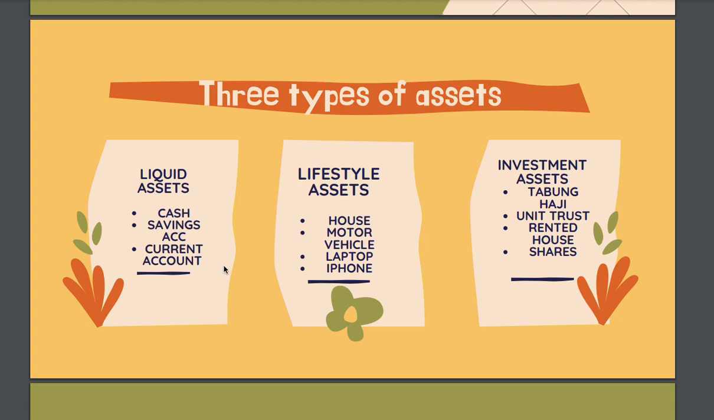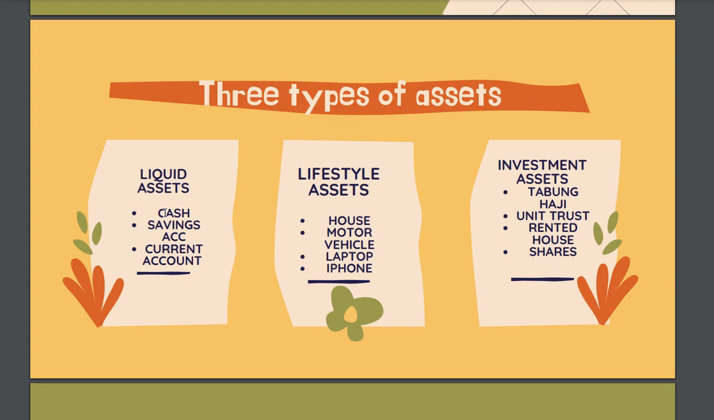What is the liquid asset? As the name implies, it is an asset that is very easy to turn into cash, or it is cash. So liquid asset is the cash, the money that you have, and then savings account. For example, you have a wadiah savings in Maybank. That is the liquid asset. And also the current account, also one of the liquid assets.